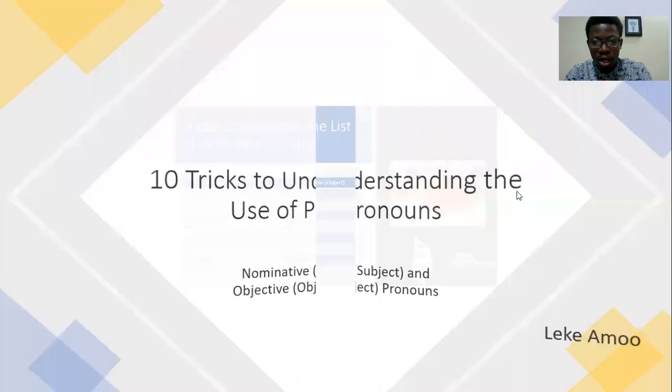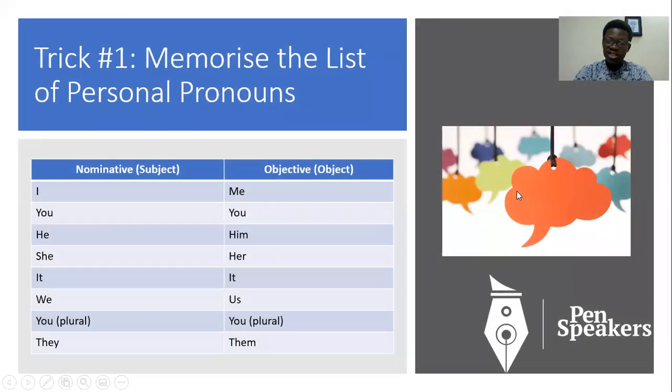Trick number one. Trick number one doesn't sound much like a trick, but it is a trick if you're able to get it done. It's simply memorize the list of personal pronouns. And by that, I'm referring to the nominative pronouns, which you can see on the table to my left, and then the objective pronouns, which is on the right. Sounds like a lot of work, but there is a song that helps you memorize it better.